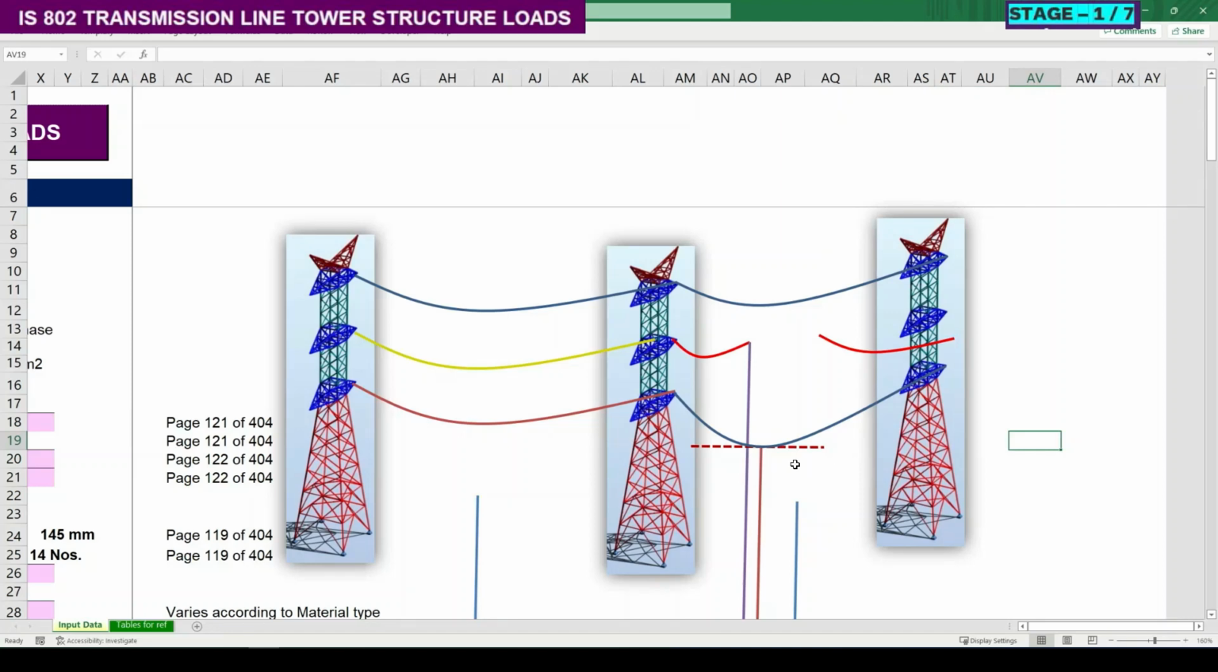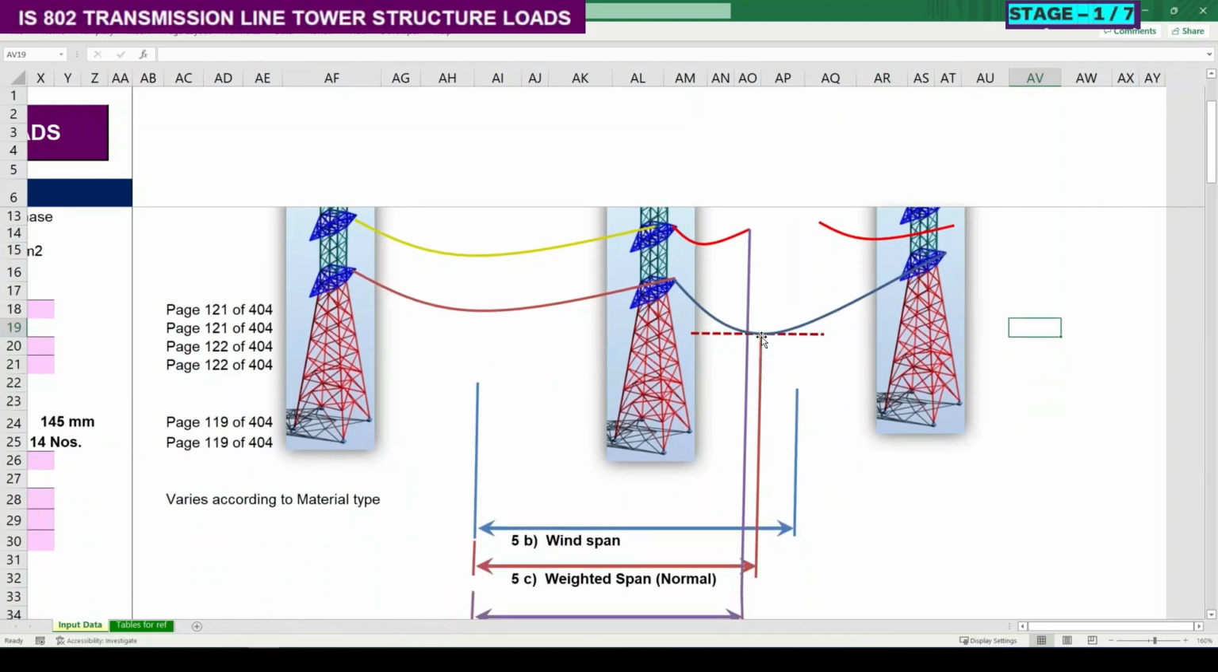So we need to consider this lowest point, that is the tangent with respect to the horizontal line, as the weighted span. As these 2 towers are lying in the same plane, the midpoint of the conductor will be exactly the lowest point of the conductor, which occurs only at the midspan.